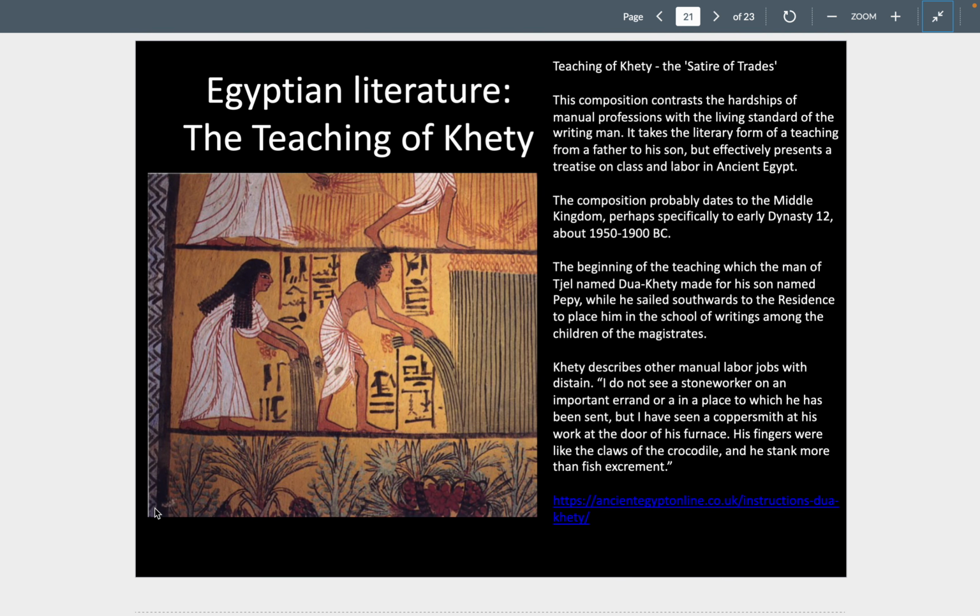The son would rather do something else. So along the way, the father is showing them all the different other things he could do with his life. And so you begin to see the manual labor. You see a coppersmith working at the door of the furnace, and his fingers are like the claws of a crocodile, and he stinks from the work.